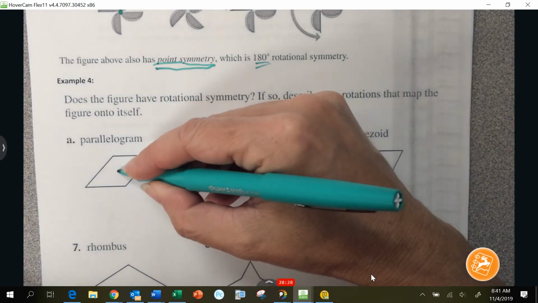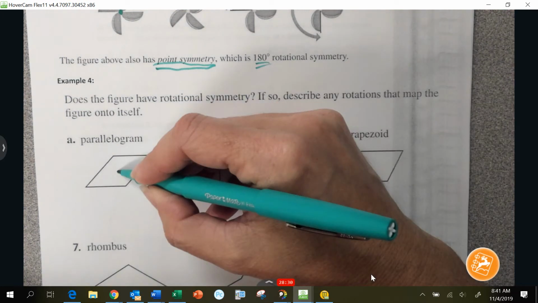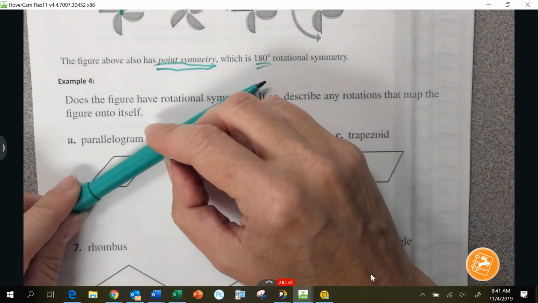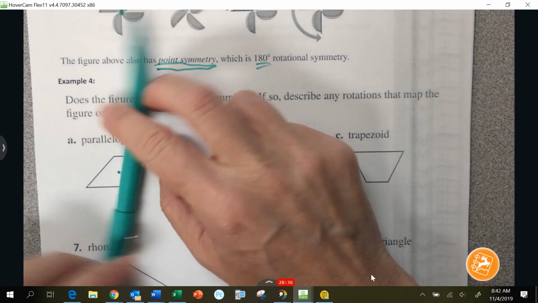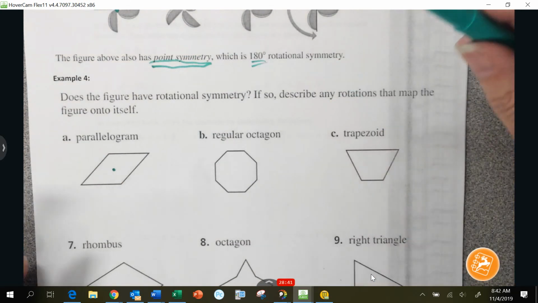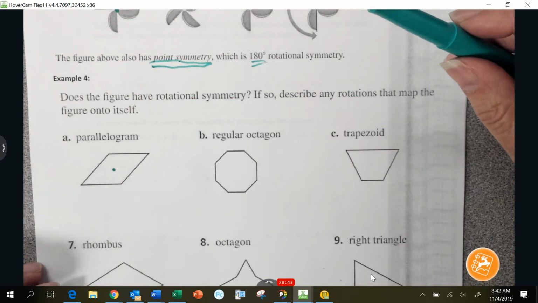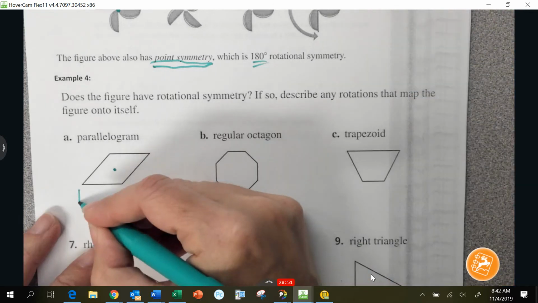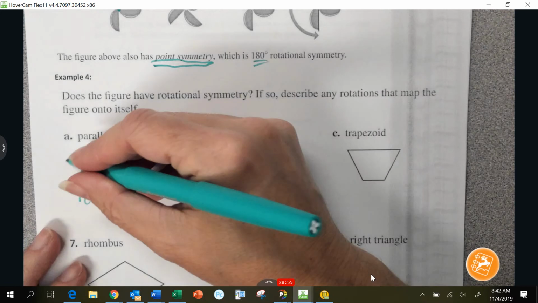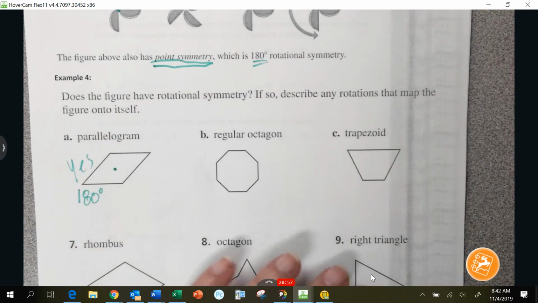So we're going to look at the center of this parallelogram. Could we turn this parallelogram 90 degrees? 45 degrees, 180 degrees, and it'll land on itself. What do you think? 180? Anything less than 180? Ryan? Nope, just 180 degrees. So this does have rotational symmetry, yes, but it's only 180 degrees.